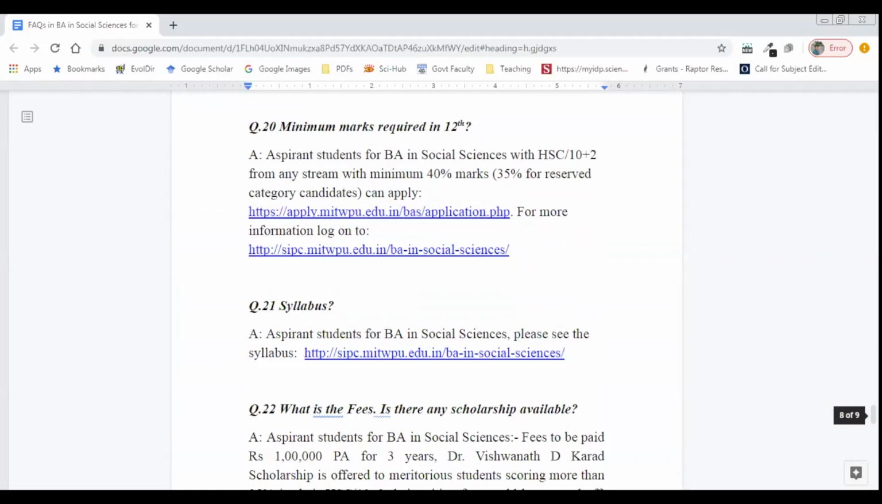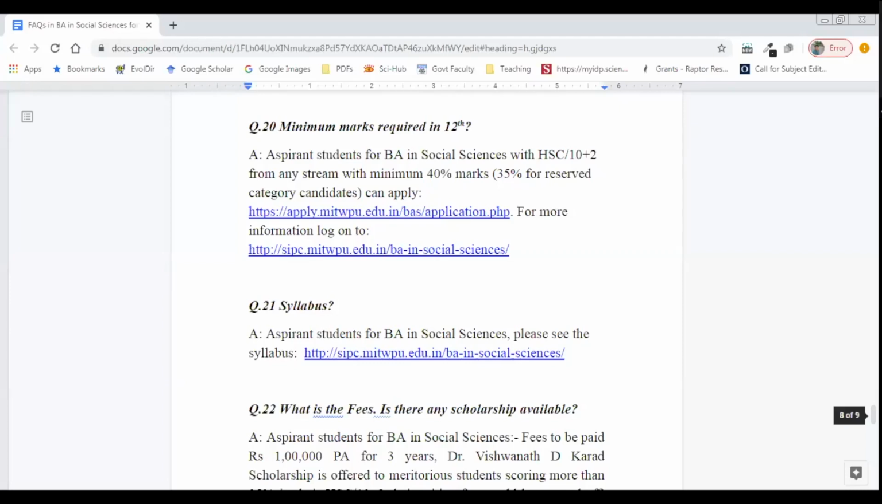Okay, great. Our next question is coming from Parth, and Parth is asking us to let him know about the placement opportunities and the kind of placement assistance that a graduate of this program can expect from MIT World Peace University.